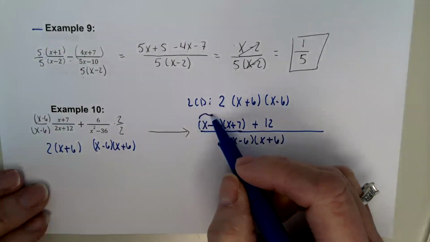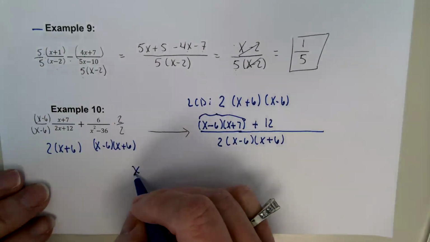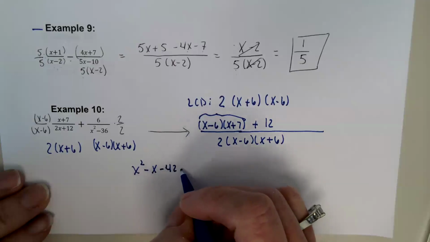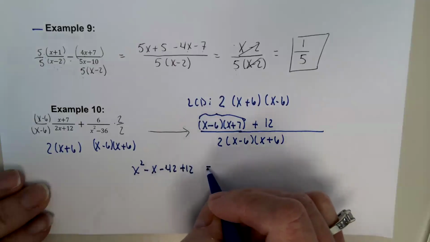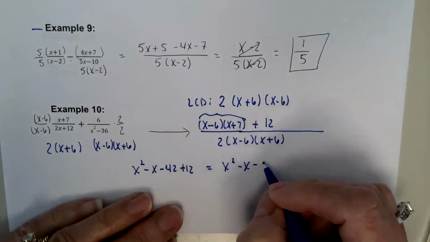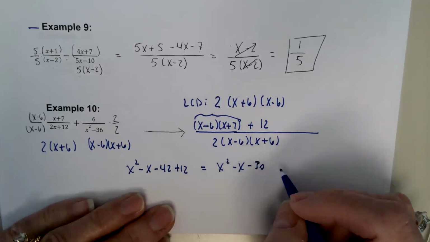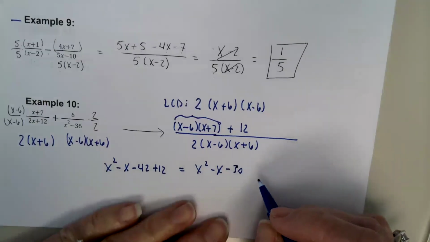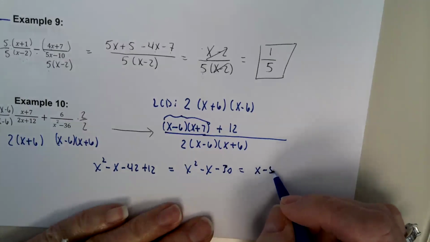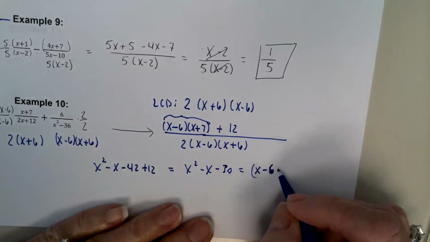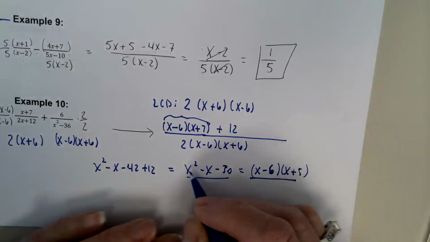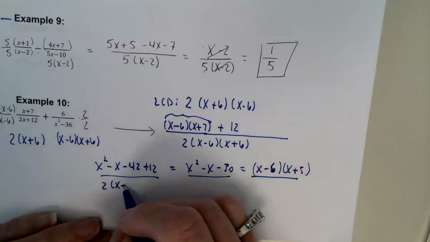Now I'm going to multiply my binomials together, so I get x squared plus x minus 42 plus 12 equals x squared minus x minus 30. And I can factor that into x minus 6, x plus 5. And this is always over the same denominator here.